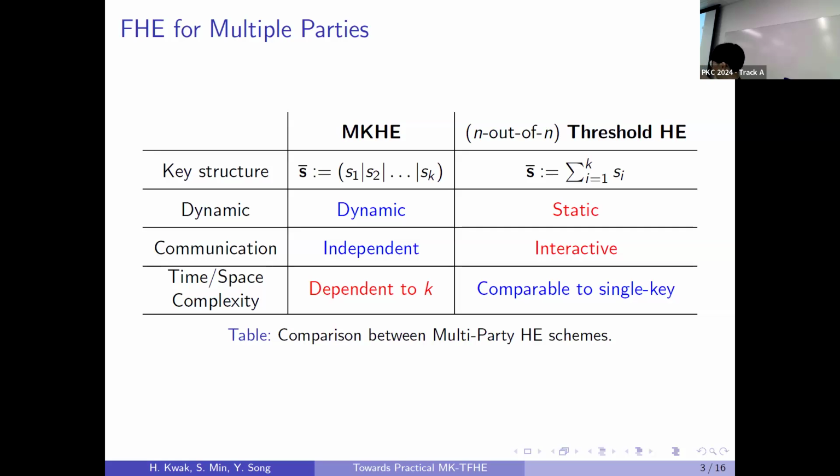Also, multi-key HE is dynamic, as I told you earlier. So if during the application another party will be joining, or you don't want any more communication, then multi-key HE will be a better choice. But if you don't really care about the communication, and if the timing is really important to you, then you should use threshold HE. Okay, thank you.